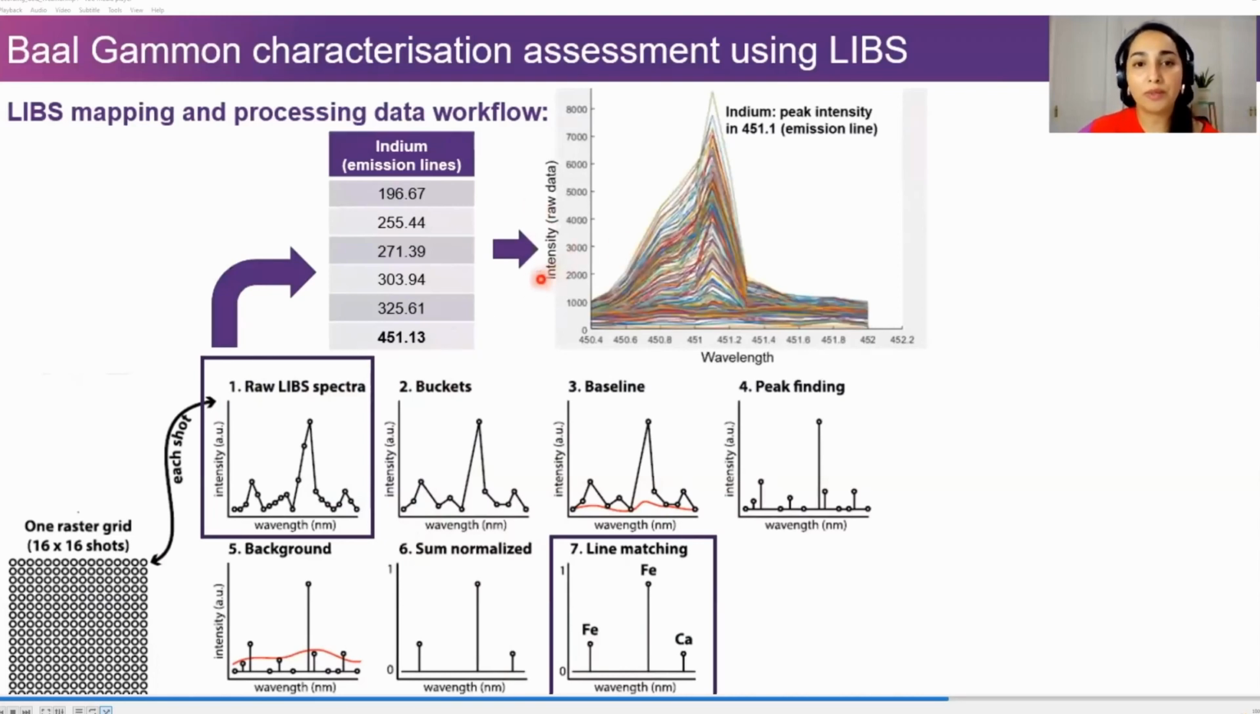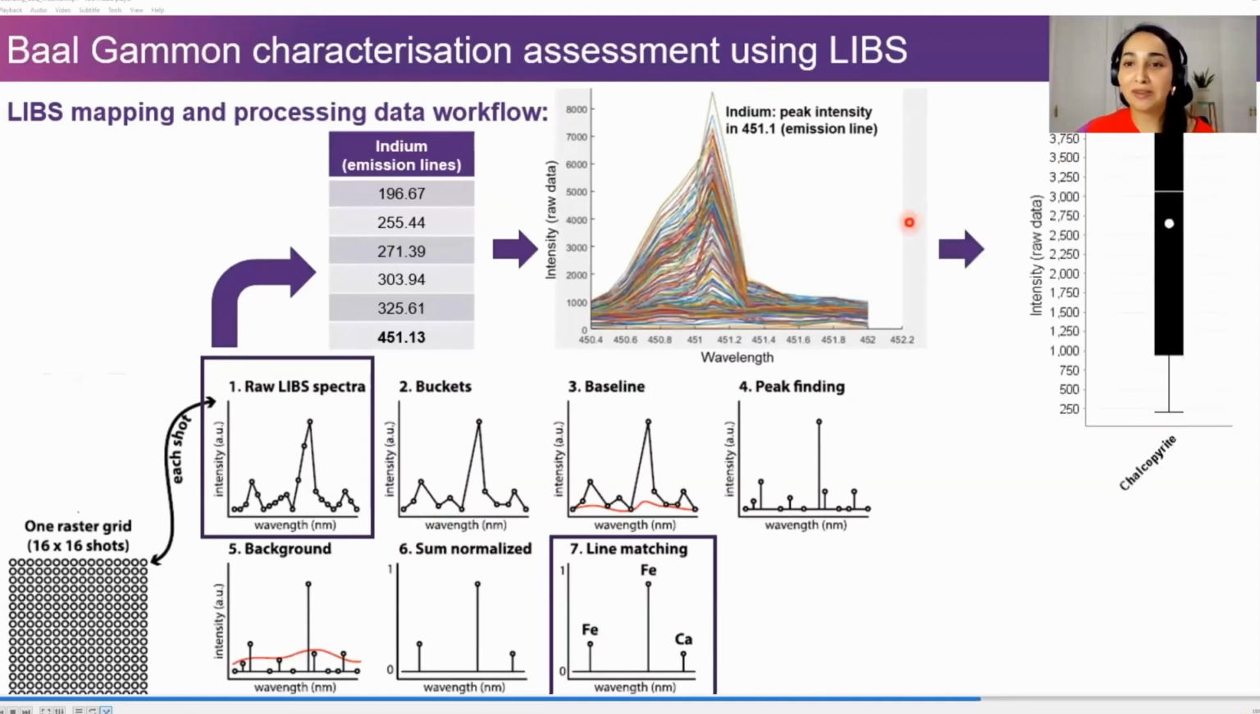After that, transform this spectra for each shot. That means this graph has 256 lines, sorry, in this graph. And the idea was to corroborate this peak at 451, the emission line for indium. And again, you can see a really good peak with an intensity over 8,000. So the next step was, okay, how can I use this information in an easy way to interpret and show in another way?